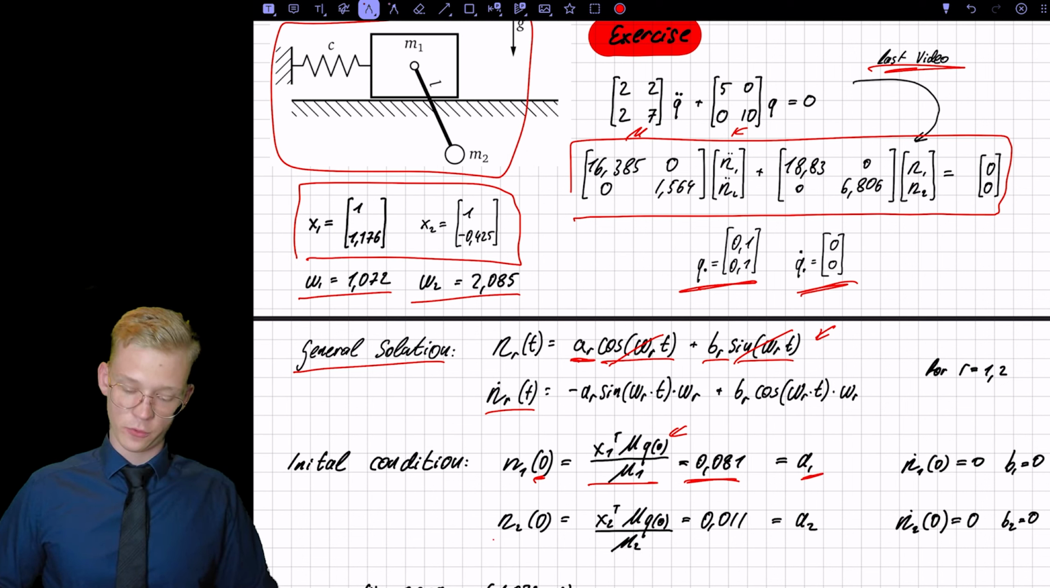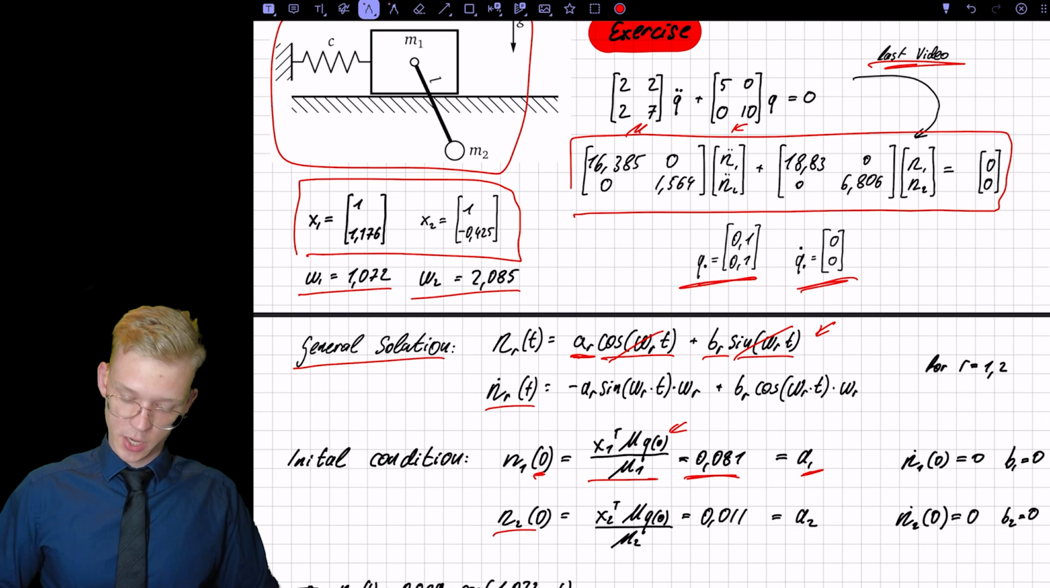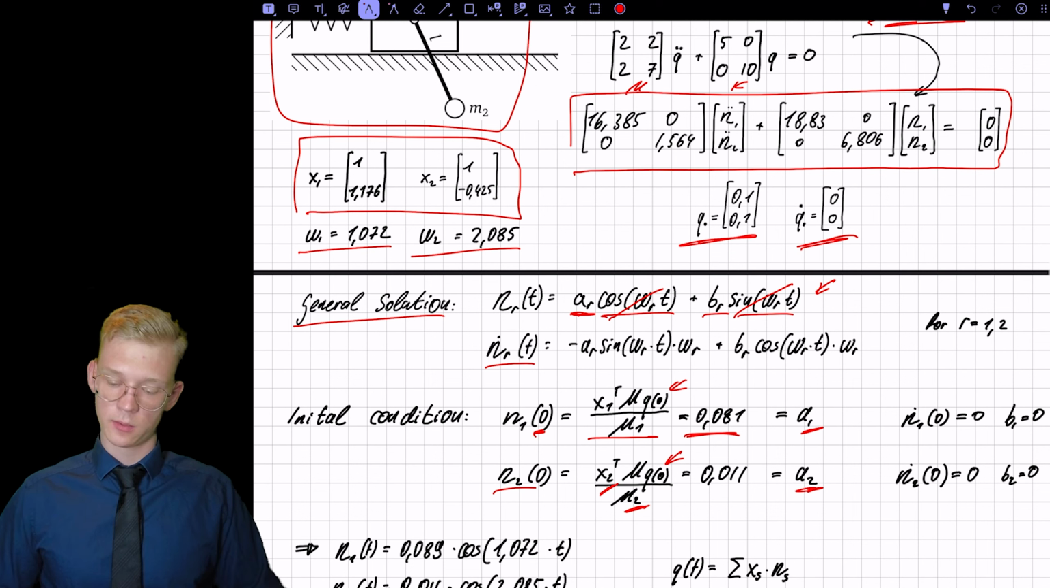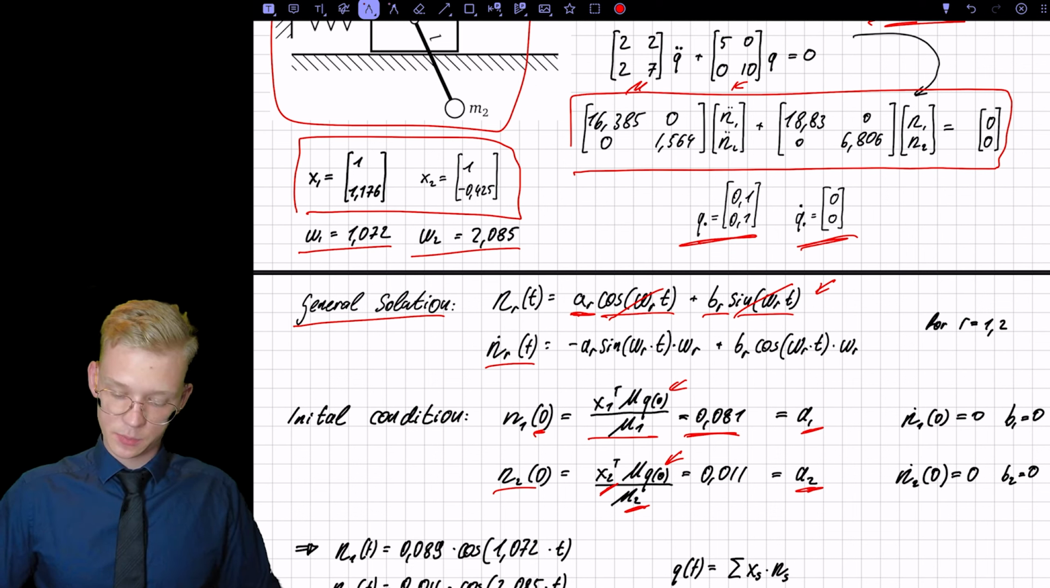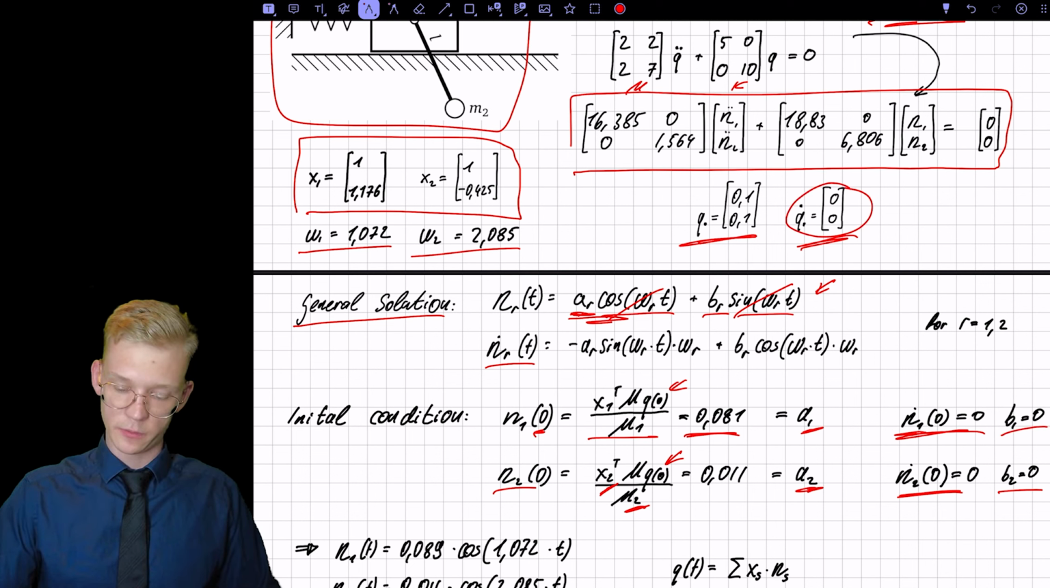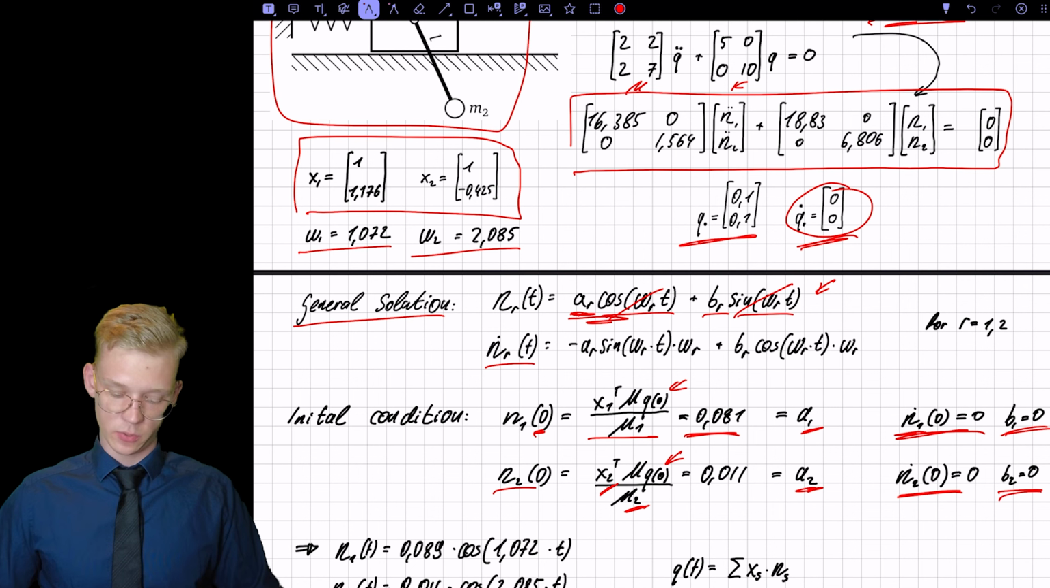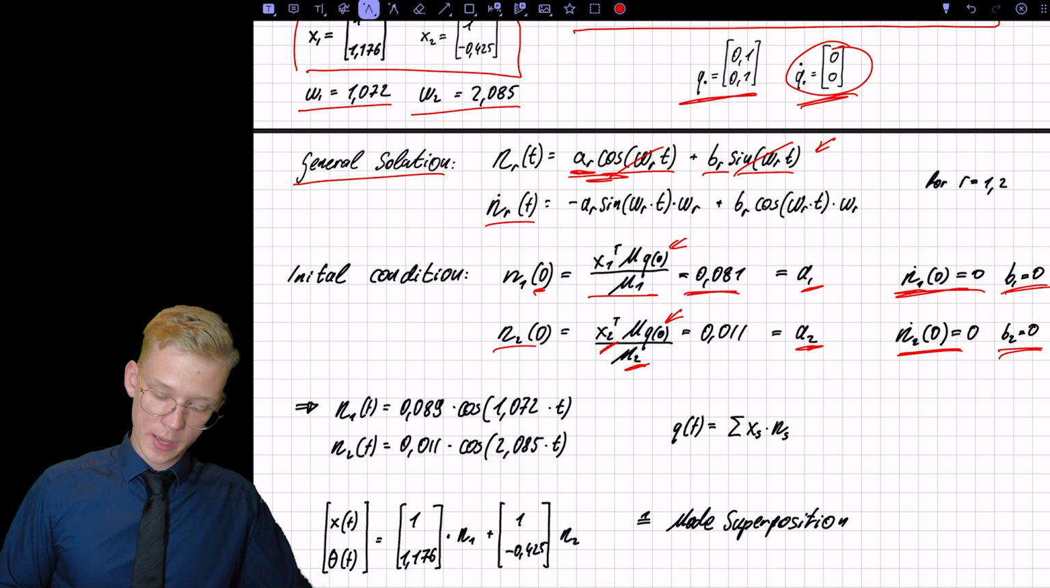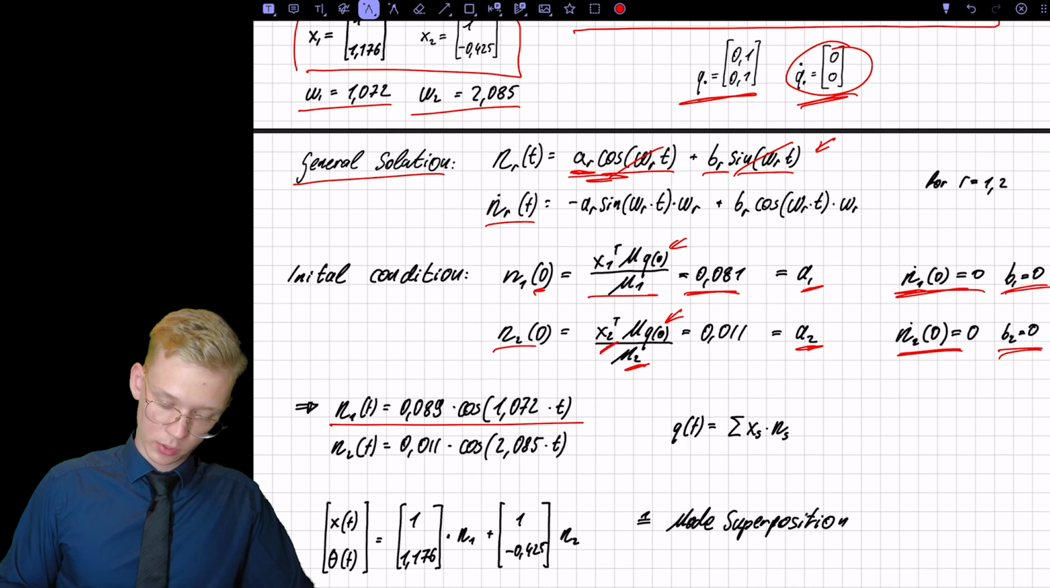We do the same thing for eta 2. We project our degree of freedom. Here we use the modal mass 2 and the eigenmode 2, and we get the A_2. We apply the same principle with eta dot 1 and eta dot 2, and we will get B1 and B2, which are both 0. So because we have 0, 0, we will get 0, 0. So now we know the solution in the modal space.